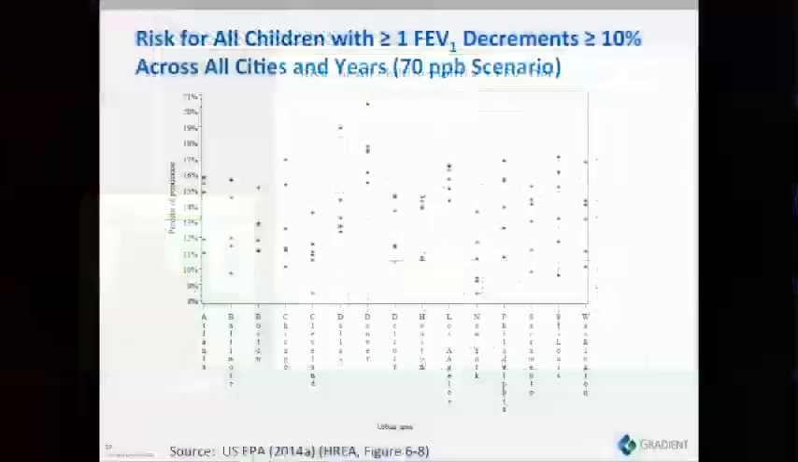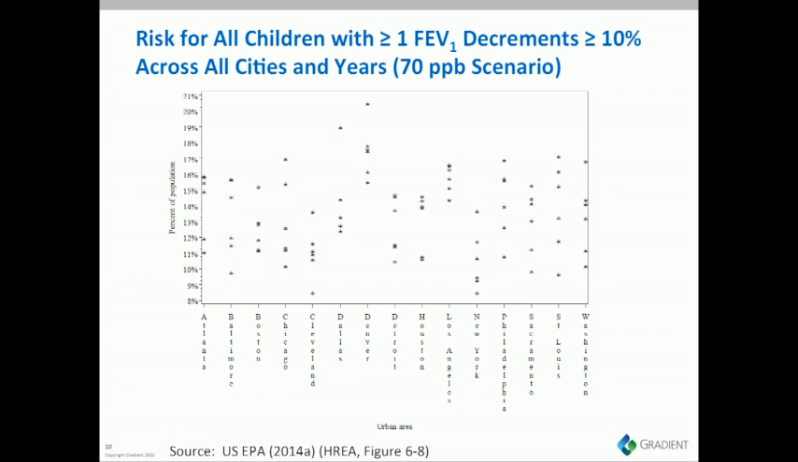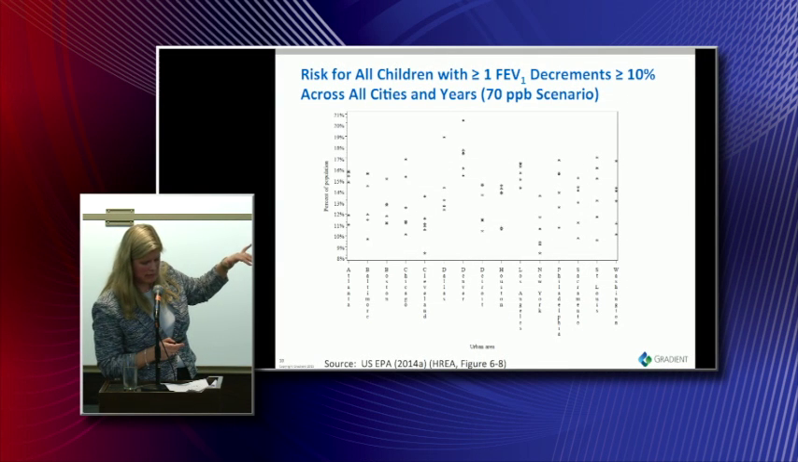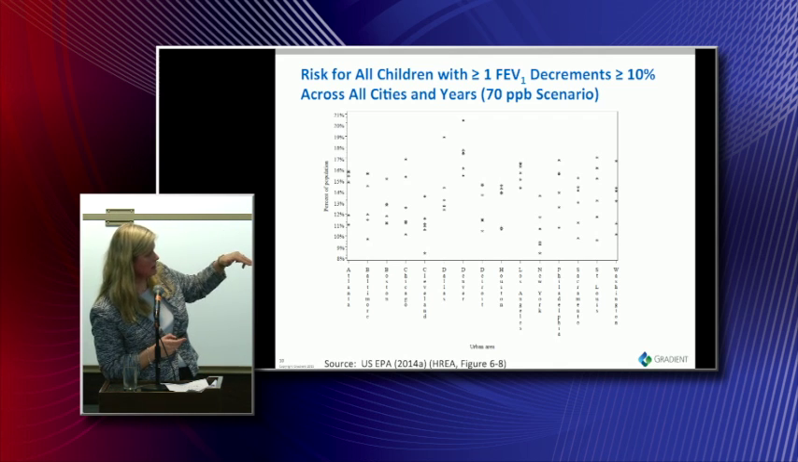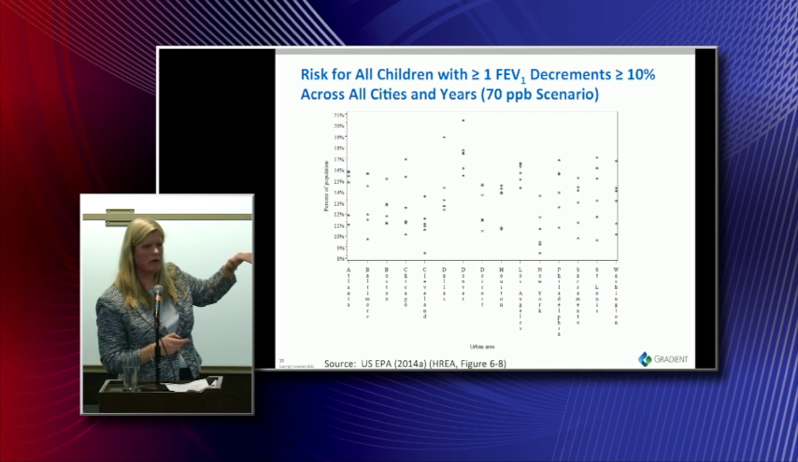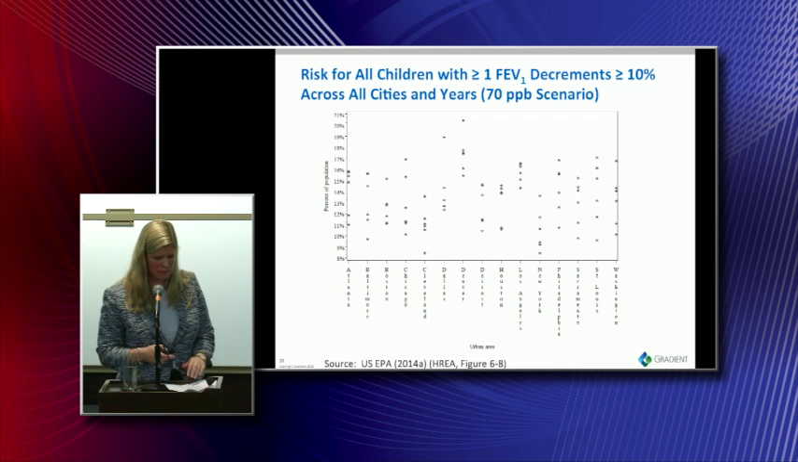So just to give you an idea of what the results look like, this is a little hard to read, and I apologize because I just copied it straight out of the REA, the Risk and Exposure Assessment. So this gives you an idea of how variable the results were. So you can see a lot of variability across cities. The x-axis are all the cities, and the y-axis gives you the percentage of the simulated population group that experienced one FEV1 decrement greater than 10%. The vertical spread is actually the different years. So in different years, you'll get different percentages of children experiencing FEV1 decrements in this simulated population.